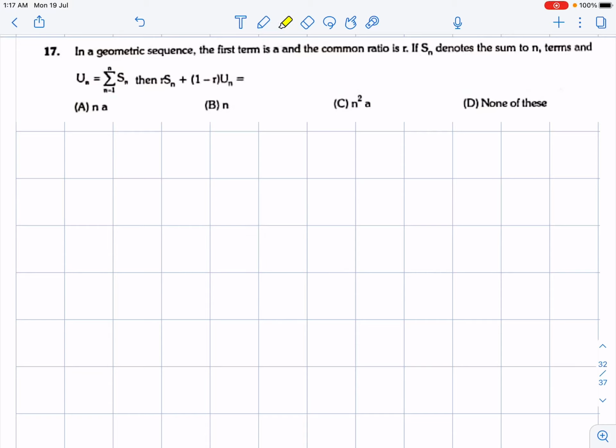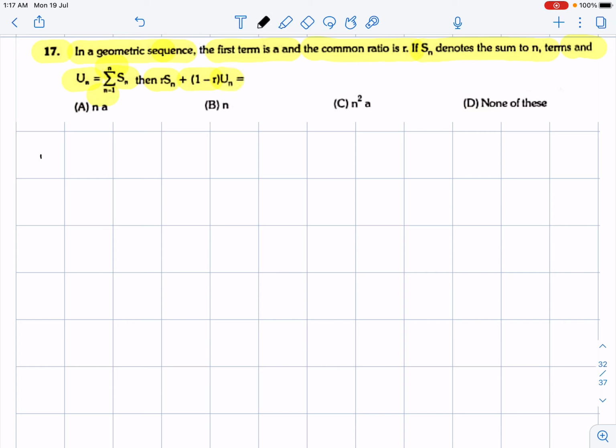So continuing our problem solving series in sequence and series, here I came up with the 17th question written on the screen. What is the problem statement given to us? In a geometric sequence, the first term is a, and the common ratio is r. Sn denotes the sum of n terms, and Un is the summation from n equals 1 to n of Sn. Then Rsn plus (1 minus r) Un is asked to us.